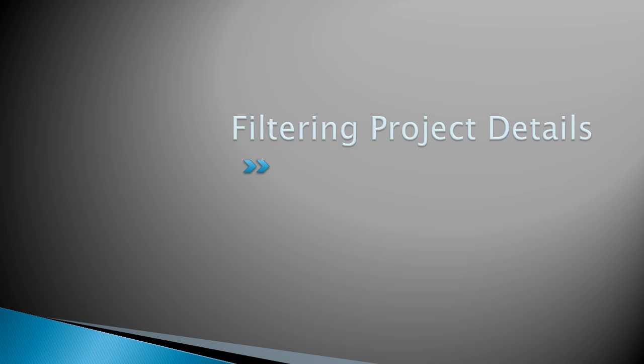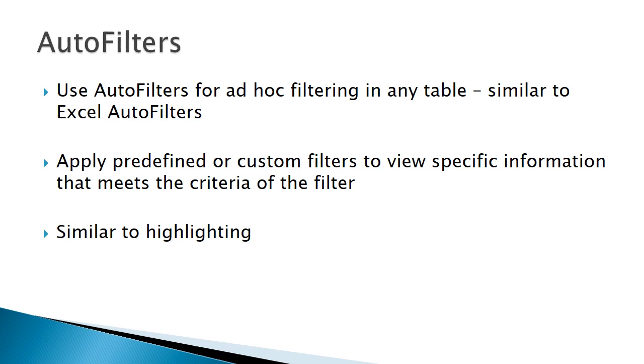Next, let's see how we can filter project details. Filtering can be used on any table, and it hides the data that does not meet the criteria selected by your filter. Like grouping, it does not change data, only how the data appears. You can use autofilters, which are similar to the same feature in Excel for ad hoc filtering on any table. You can apply predefined or custom filters to view only specific information that meets the criteria of the filter.